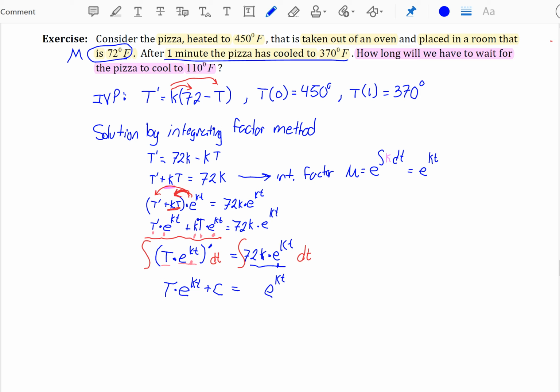Now, if you were to take the derivative of e to the kt, it would be e to the kt times k, which is this k right here. So I'm going to say my antiderivative is just 72 e to the kt. Again, the derivative of 72 e to the kt is 72 e to the kt times, by the chain rule, the derivative of kt, which is k, which gives us our previous line, plus some constant of integration.